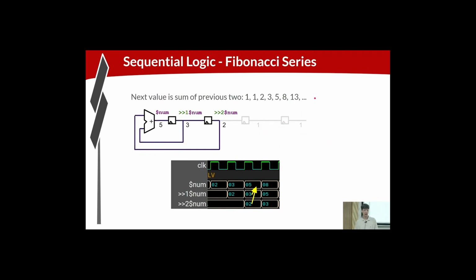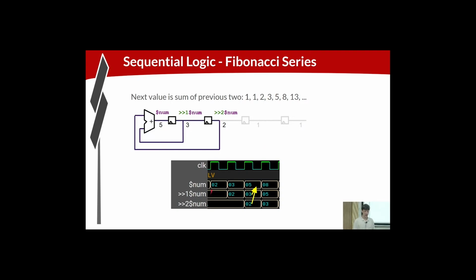So let's look at a simple sequential circuit. This is a circuit that computes the Fibonacci series. The Fibonacci series starts out with two 1s, and in the circuit implementation, every clock cycle, we're going to calculate a new value in the series as the sum of the previous two values. So 1 plus 1 equals 2. 1 plus 1 equals 2. 1 plus 2 equals 3. 2 plus 3 is 5, etc.